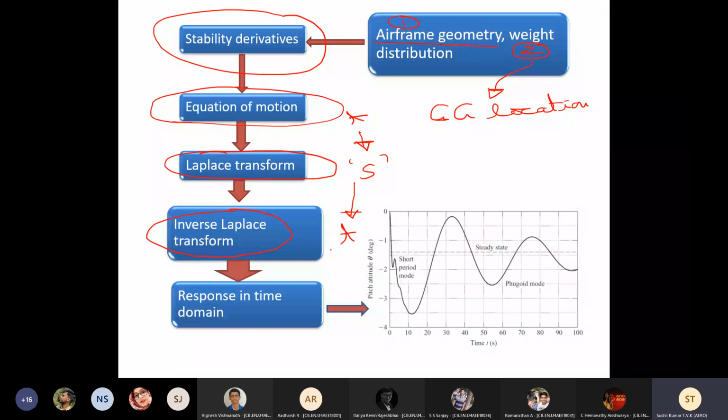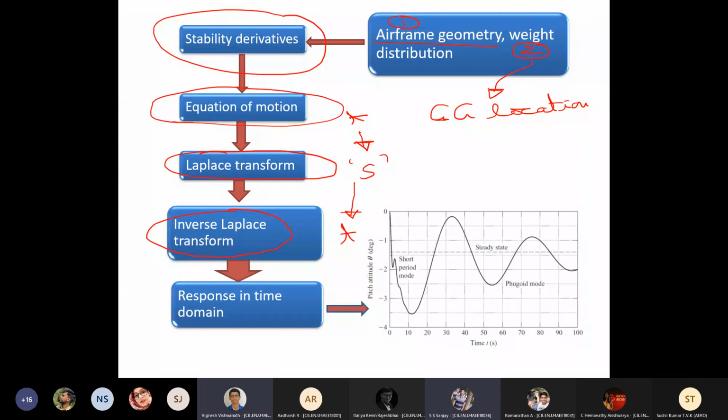Or is it the optimum method of studying a system? I have a differential equation. I convert it to an algebraic equation using Laplace, and then I convert it back using inverse Laplace transform to see the time domain response, and then say whether the system is stable or unstable. Is it really required? The last step.